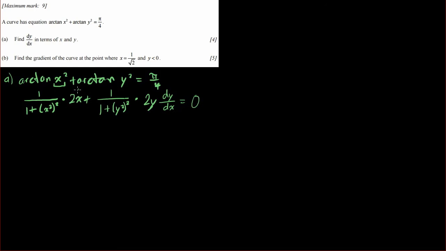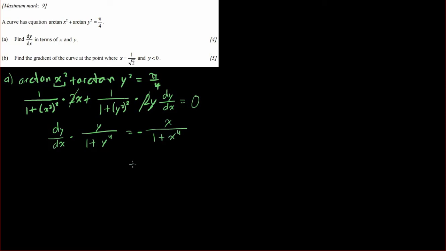Okay, we can divide everything by 2 to cancel these 2's here. And we do want to solve for dy over dx, so let's take this one step at a time. We'll say dy over dx times y over 1 plus y to the 4, so that's just this here times the y, is equal to, I'm going to move this to the other side, including the x here. Don't forget the x. And this will become negative since we're moving it to the other side: x over 1 plus x to the 4.